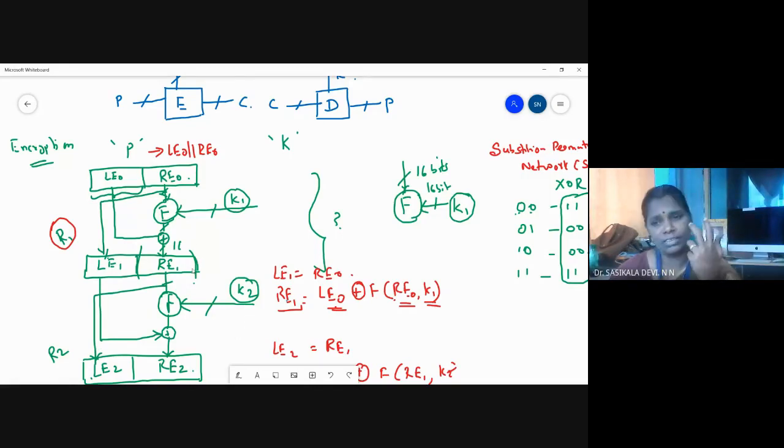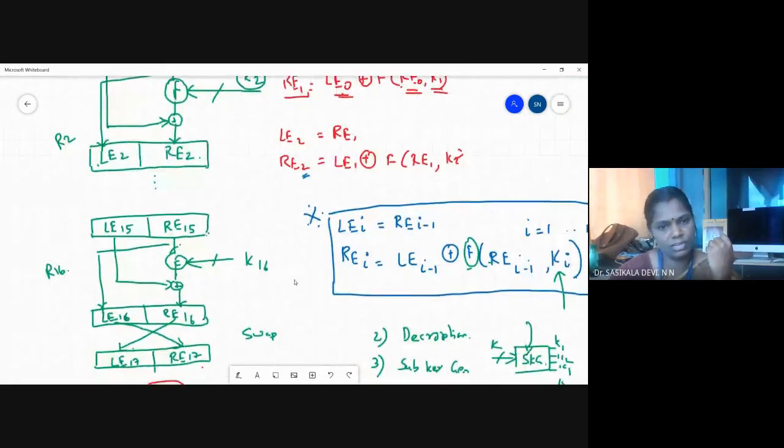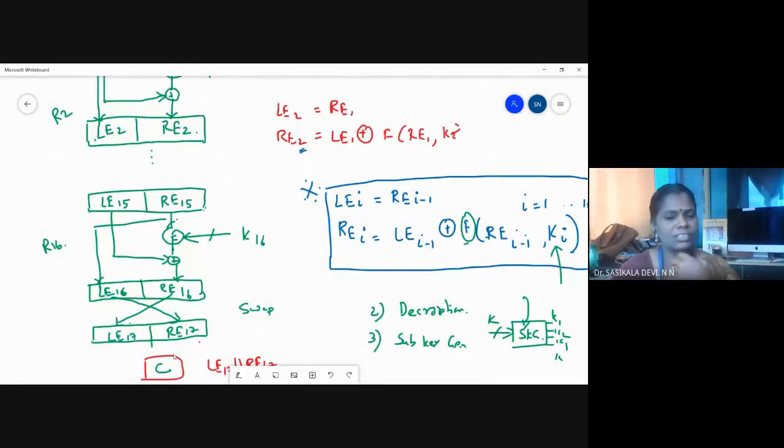Say, for example, the intruder hacks this Feistel structure. Whenever hacking appears, it starts from the ciphertext, because ciphertext is the only available component. So the intruder will get LE16 and RE16. From that, he may be able to tamper only one round. So it may be possible to recover subkey K16, but just by using K16, it is not possible to backtrack this.